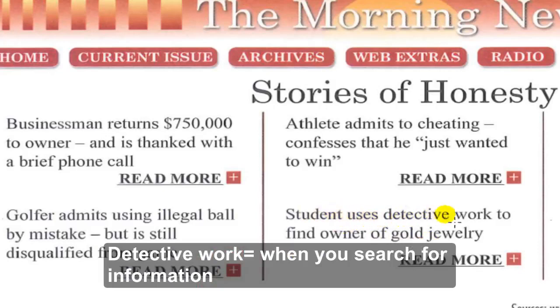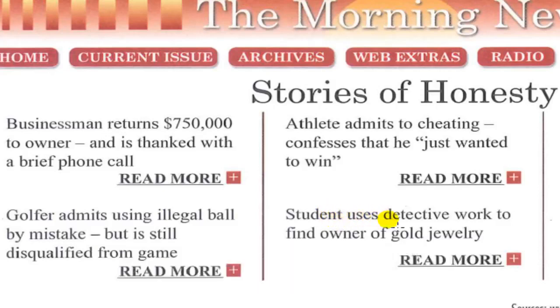A student uses detective work, like a detective such as Sherlock Holmes, a person who's searching for information. Why? To find the owner of gold jewelry. This student found gold jewelry and he didn't take it. He was very honest. He's a very honest student. So he searches for a detective to find the owner of the gold jewelry.